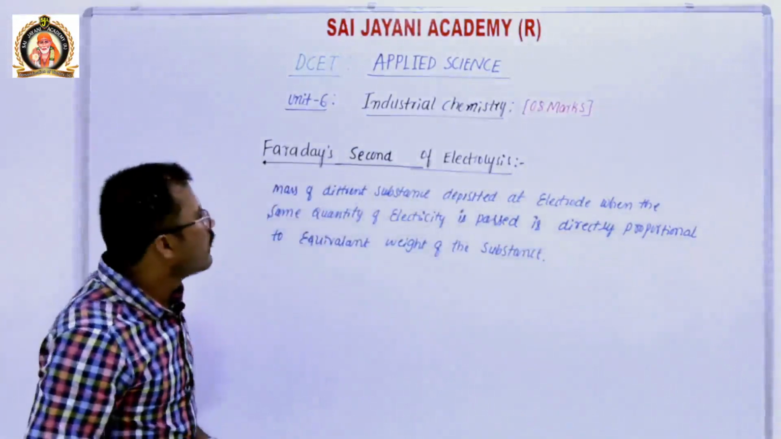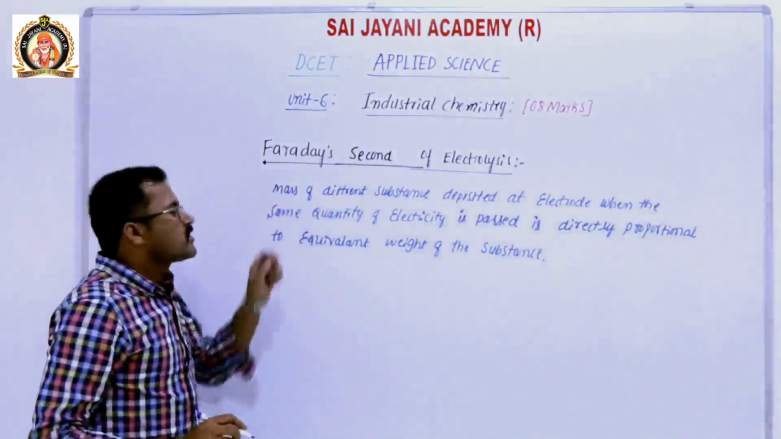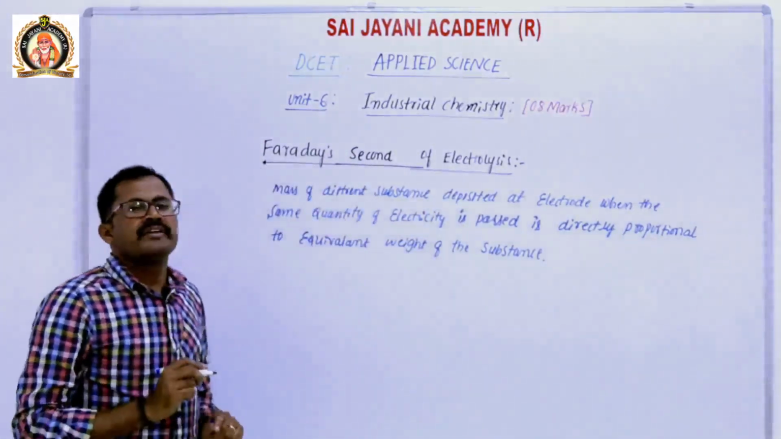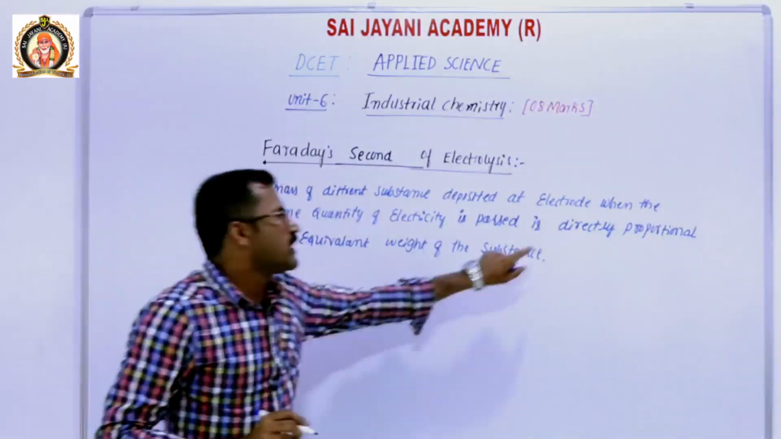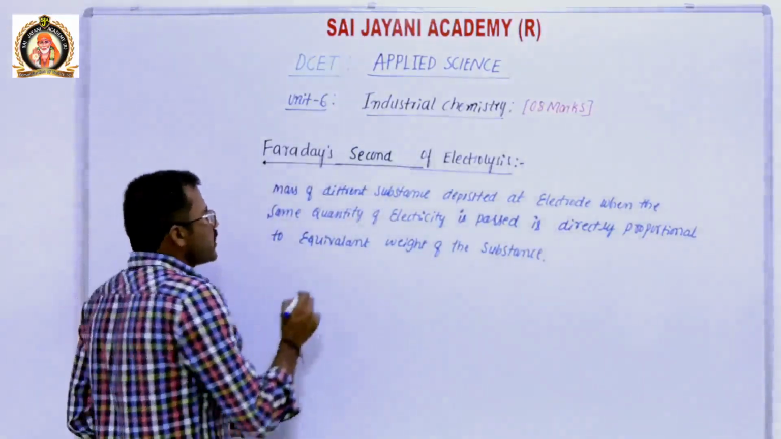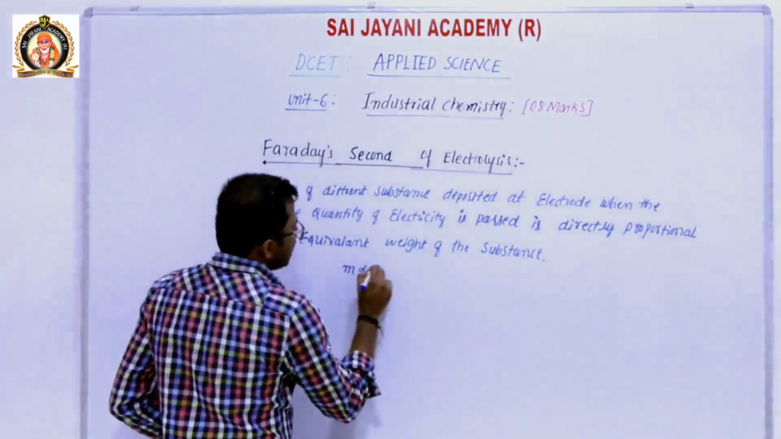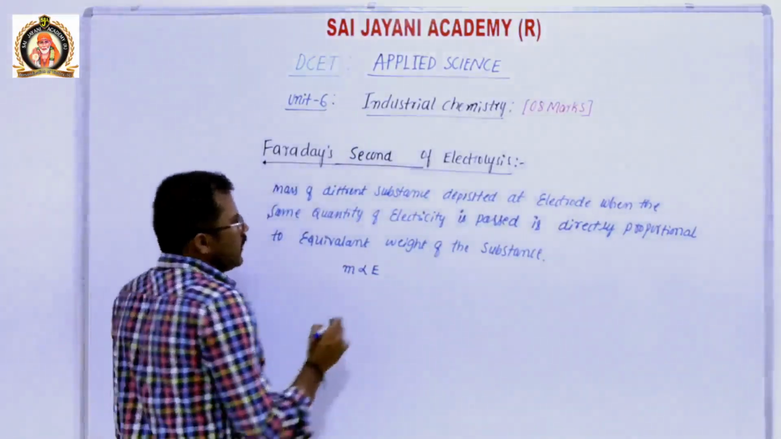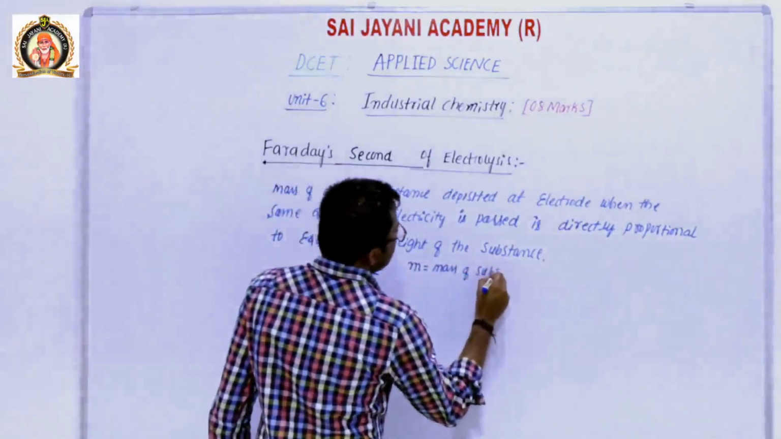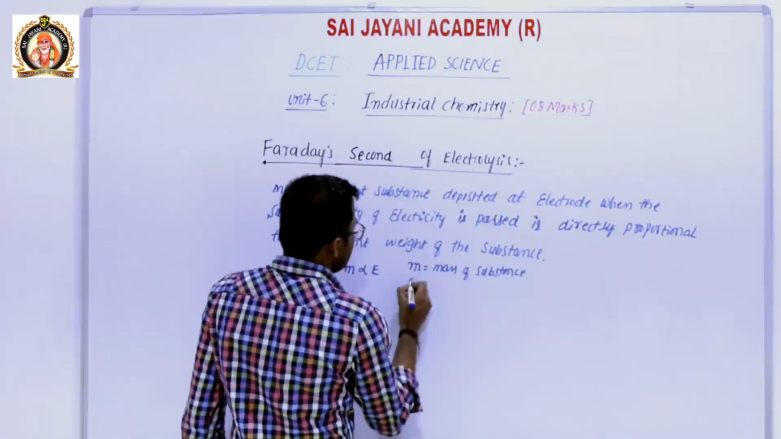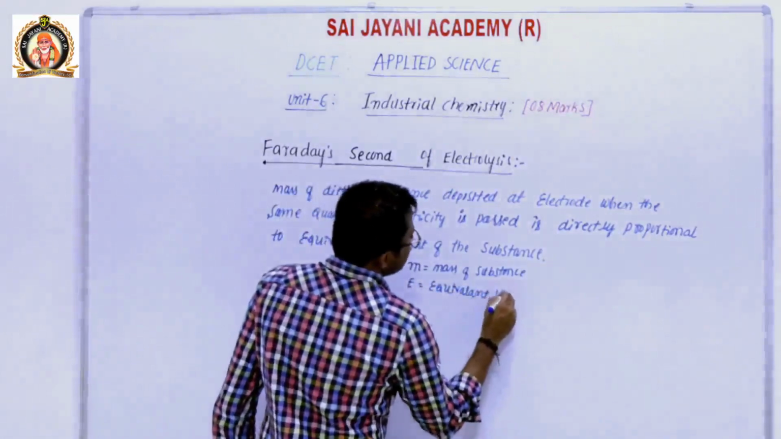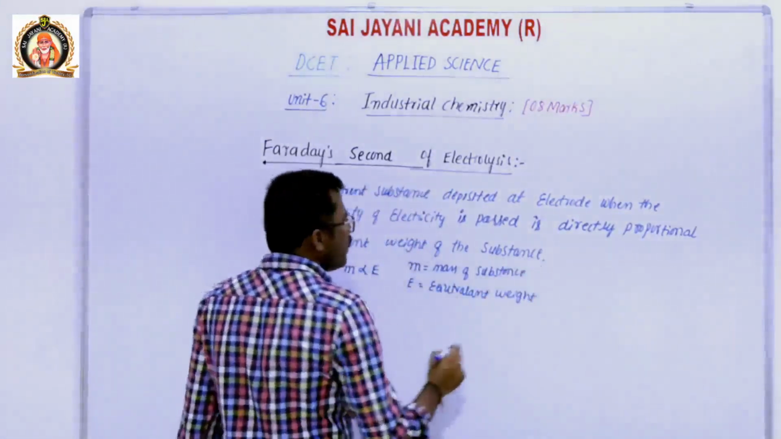So Faraday's second law of electrolysis states that the mass of different substances deposited at an electrode when the same quantity of electricity is passed is directly proportional to the equivalent weight of those substances. In general, we can write that mass is directly proportional to E, where M is the mass of the substance and E is the equivalent weight of the substance.